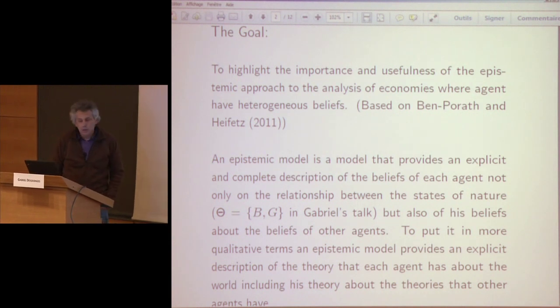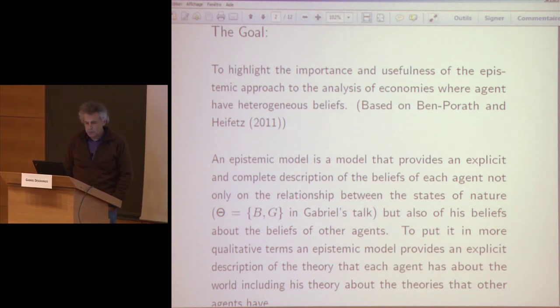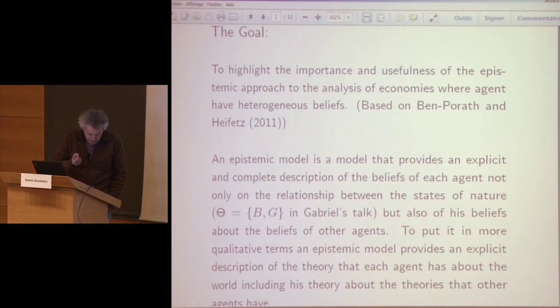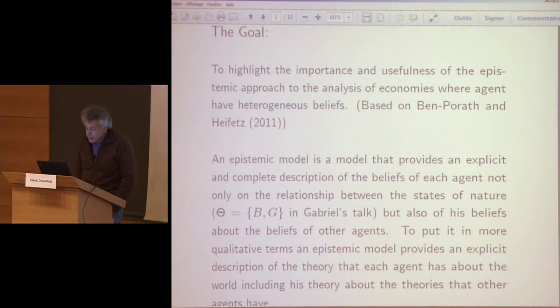The thing about an epistemic model is that it provides an explicit and complete description of the beliefs of each agent, not only about the relationship between prices and states of nature. By state of nature, I mean what is sometimes called a fundamental, a state that defines what we call the real variables. But an epistemic model also specifies the beliefs of each agent about the beliefs of other agents. So to put it in more qualitative terms, an epistemic model describes the theory that each agent has about the world, how the agent sees the world, and that includes also his theory about the theories that other agents have.